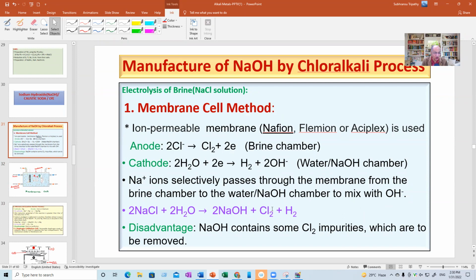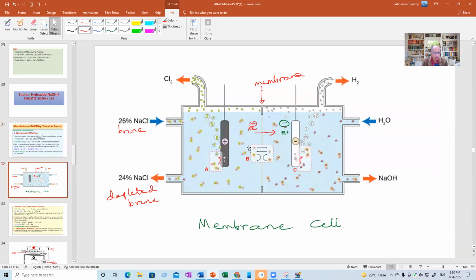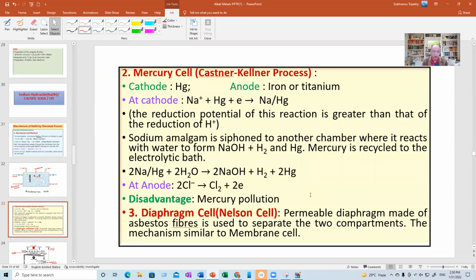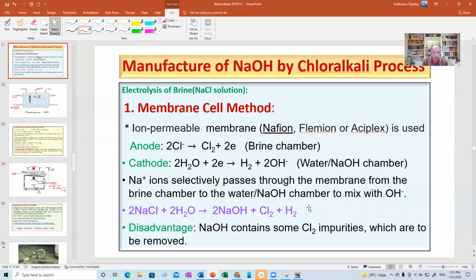And chlorine in the anode goes out as chlorine gas, and hydrogen goes out in the cathode compartment as a gas. But the disadvantage here is that the NaOH still contains some chlorine, which also escapes and remains dissolved, of course, as sodium hypochlorite and sodium chloride. So that has to be removed. That is the disadvantage of this method, that some chlorine always remains with sodium hydroxide, because we are studying today sodium hydroxide chemistry. So that has to be removed.